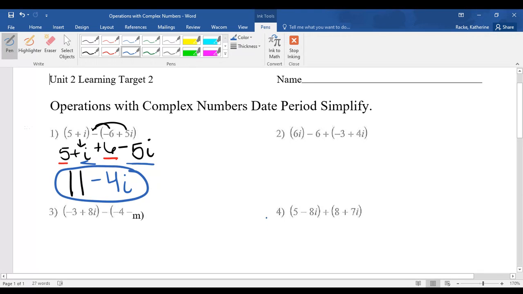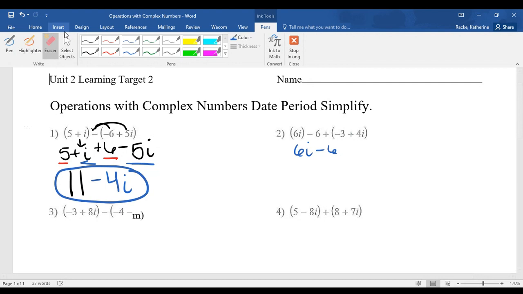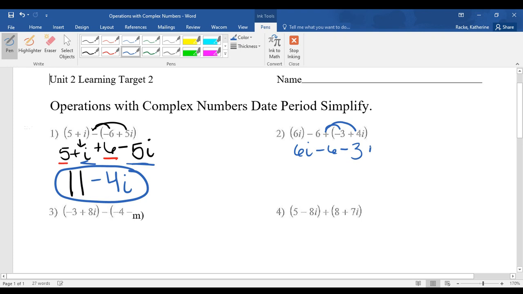For number 2, okay, we're doing PEMDAS, parentheses, exponents, multiplication, division, addition, subtraction, okay? So let's just write it out without our parentheses, because if we just distribute this positive, everything's going to stay what it is. So it would be 6i minus 6, not plus, because there's a negative 3 there, so plus times a negative 3 gives us a negative 3, and then plus times a plus still gives us a plus 4i. Now just combining like terms.